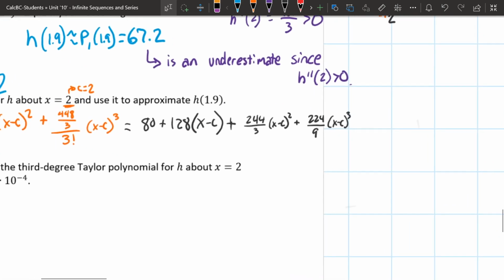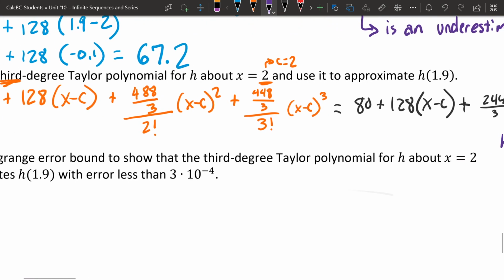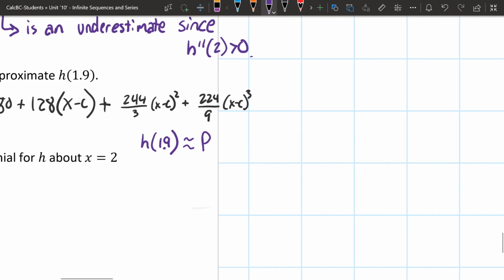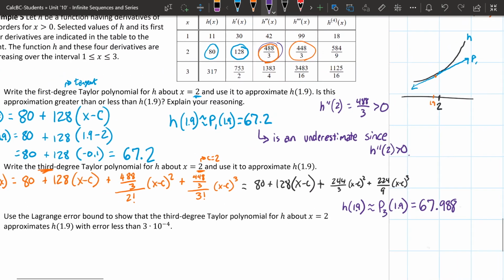All right, so we can say h of 1.9, our new approximation is using our P sub 3 at 1.9. All right, and if we were to plug that into each of those x's and evaluate in our calculator, we would get 67.988. And boom, that's all they asked us to do.